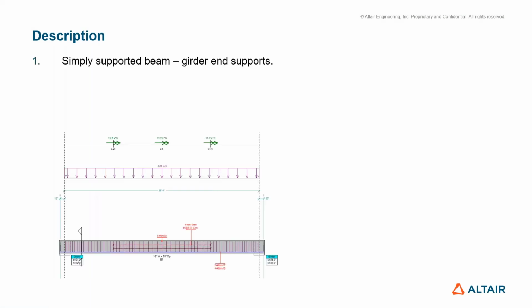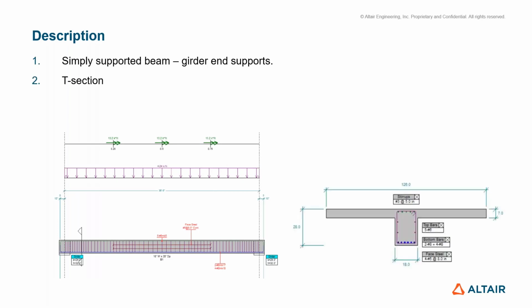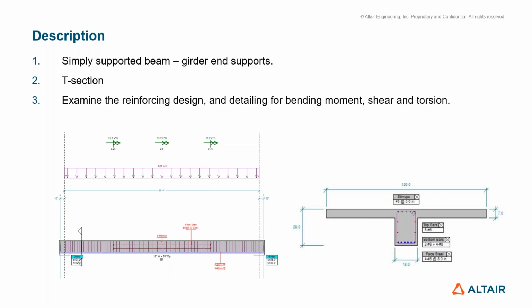Now, for a bit of a description on this particular problem, it's a simply supported beam, and it has girders on each end. It's a T section, so you can see the dimensions of the section there, and we have the reinforcement shown at that section cut. And we're going to be examining the reinforcing design and detailing for bending moment, shear, and also torsion. And also looking at the effects of immediate and net long-term deflection estimates.